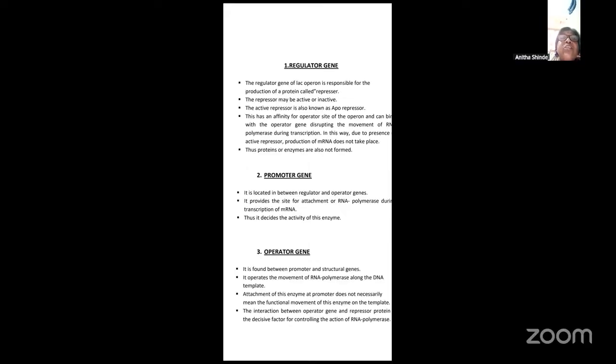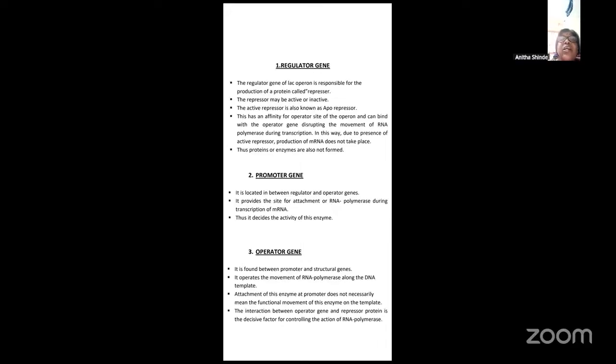Now coming to the regulator gene. The regulator gene is responsible for the production of a protein called a repressor, and this repressor may be active or inactive. The active repressor is also known as aporepressor. The regulator gene has an affinity for the operator site of the operon and can bind with the operator gene, disrupting the movement of RNA polymerase during transcription. Due to the presence of the active repressor, production of messenger RNA will not take place, so proteins or enzymes are also not formed. We are talking with reference to the lac operon.